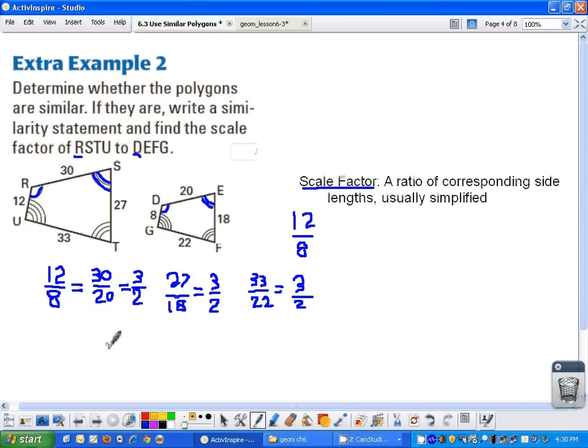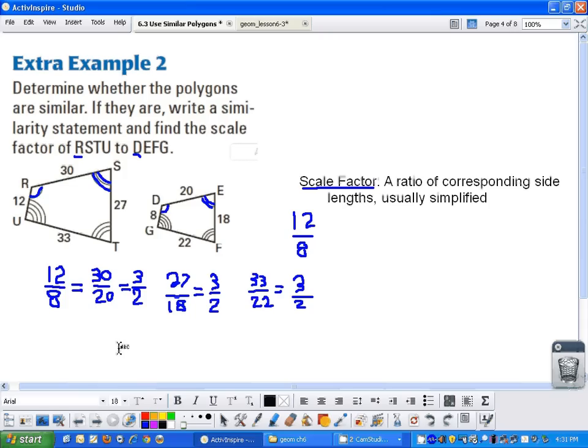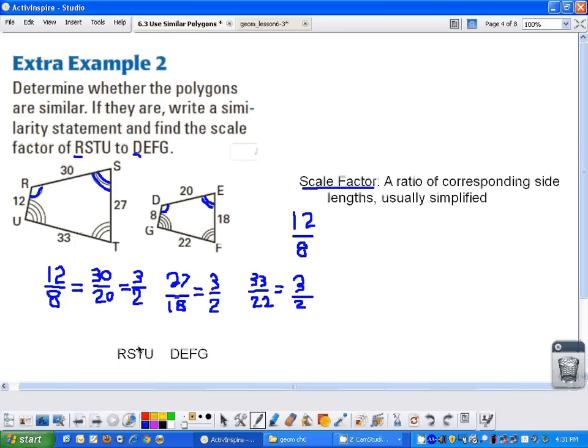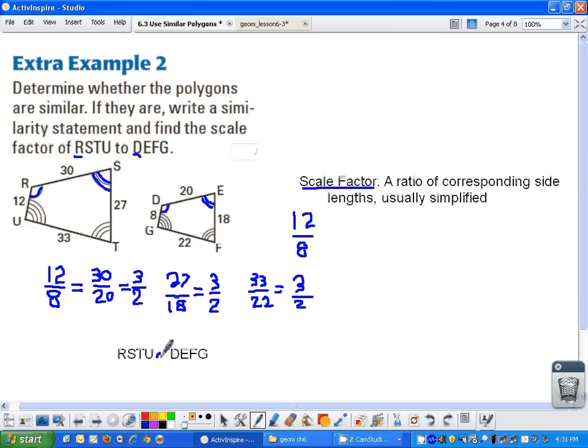So the similarity statement is going to look like this. We're going to write the vertices: R, S, T, U, leave a little room, D, E, F, G. And we are going to sneak in our similar symbol, which is this kind of sideways S, which I just goofed up. So let's try it again. Here we go. That says RSTU is similar to DEFG.